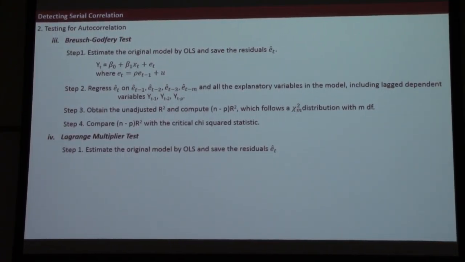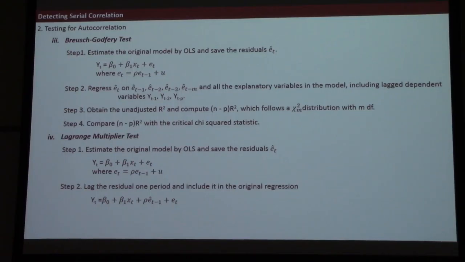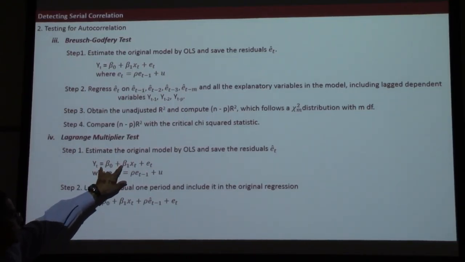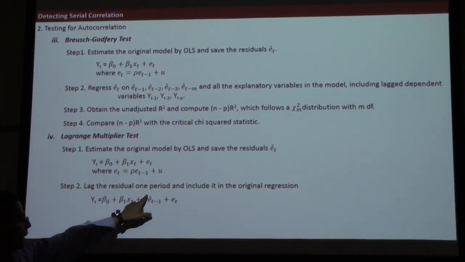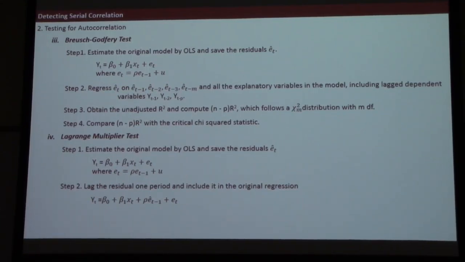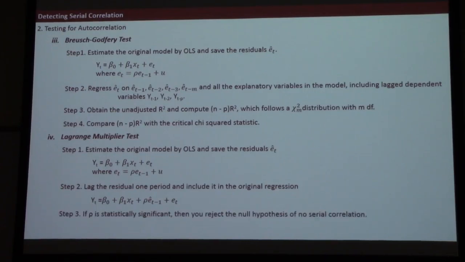Lagrange multiplier test is similar. Estimate your original model, save the residuals, lag the residuals by one period, and then throw it back into the regression. So here's our model. We save the residuals, e hat, lag it by one period, throw it into the regression, and if this has any explanatory power, remember that error terms are supposed to be random. If rho, or e_{t-1} hat, has any explanatory power, then we have serial correlation. All right.